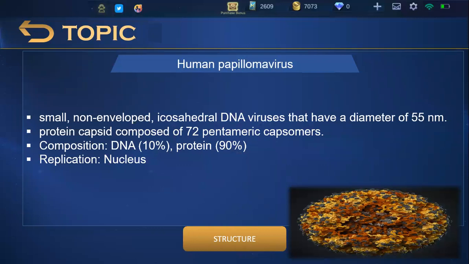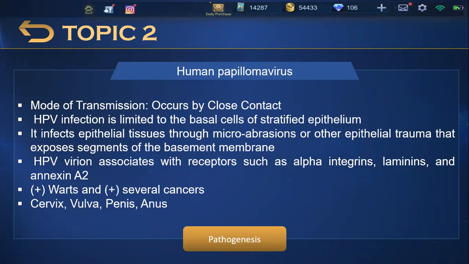As for the structure of HPV, these are small, non-enveloped, icosahedral DNA viruses that have a diameter of 55 nanometers. The protein capsid is composed of 72 pentameric capsomeres, and the composition is 10% DNA and 90% protein. Replication occurs in the nucleus. HPV is divided into high-risk HPV and low-risk HPV. The low-risk HPV types cause warts, and the high-risk HPV types can cause lesions or cancer.